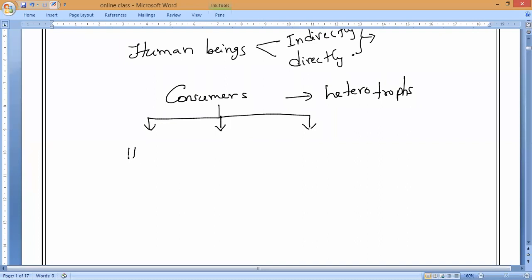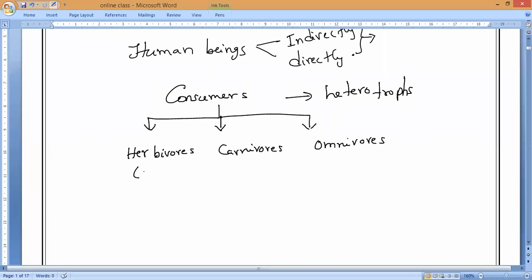The first group is called herbivores, the second one is called carnivores, and the third one, what do we call it, guys? Omnivores, understand?